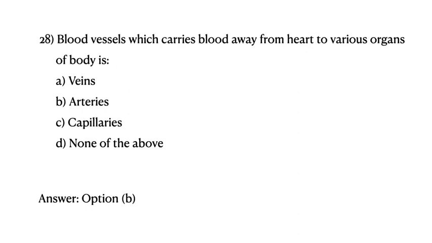Question number 28. Blood vessels which carry blood away from the heart to various organs of the body are option A veins, option B arteries, option C capillaries, option D none of the above. Now children, here option B would be the correct answer, that is arteries. Arteries are the blood vessels which carry blood away from the heart to various organs of our body.